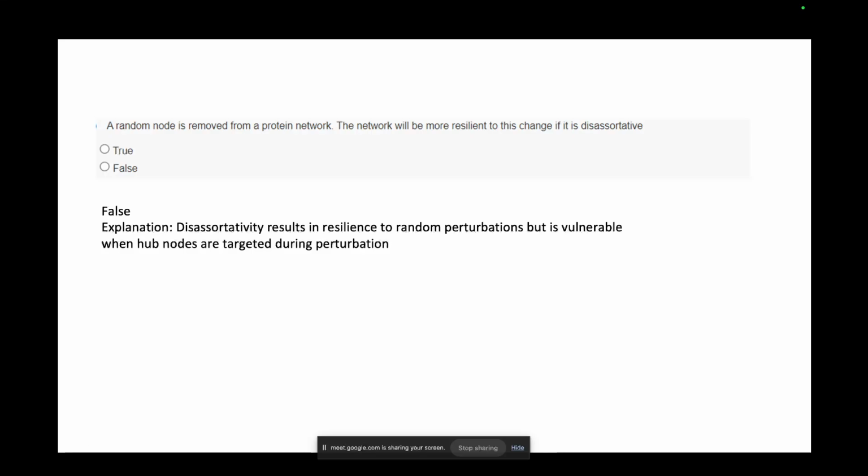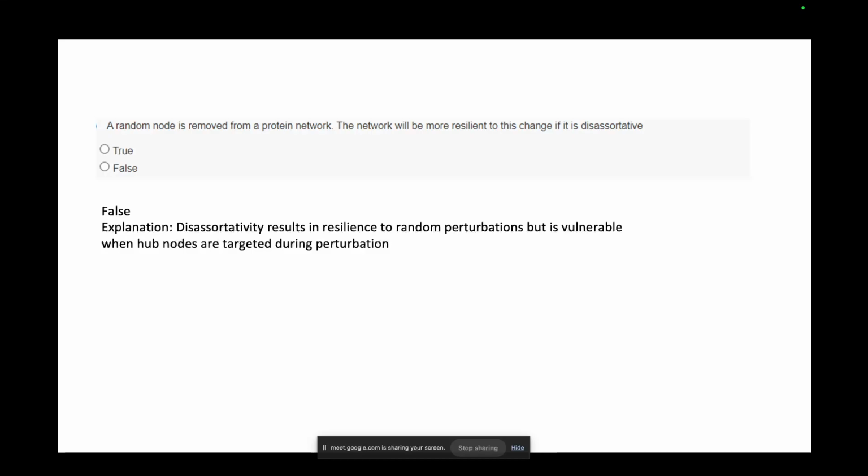Okay. So the higher your value, the less resilient it is. Higher your value means that if you remove that particular node, the whole network collapses. That is what a higher value of disassortativity means. Right? So it is a false statement.